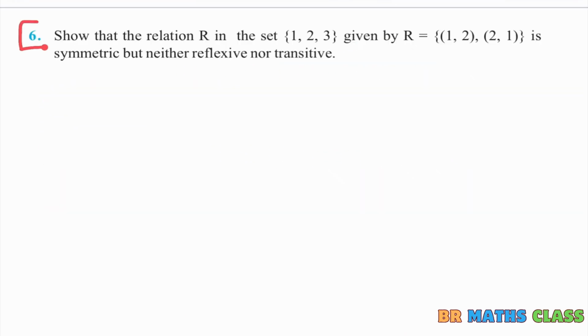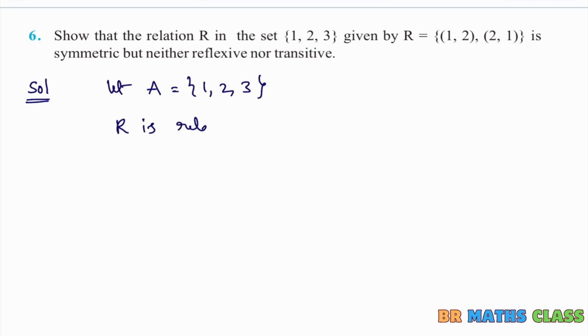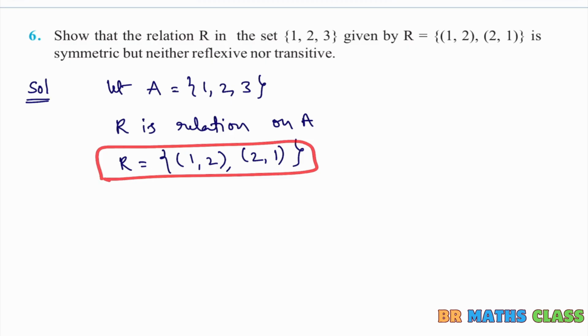Now, let's see one more question in this exercise number 1.1. Show that this relation R on this set, and the relation is defined like this, is symmetric but neither reflexive nor transitive. That we need to show. Okay, as usual, first we'll write the first 3 points. This relation is given on this set. They didn't name this set, so I'll name this set as A. Let the given set be A, and they have given that R is a relation on A, and the relation is defined like this: ordered pairs (1, 2), (2, 1). Now I need to prove that this relation is neither reflexive nor transitive but symmetric.